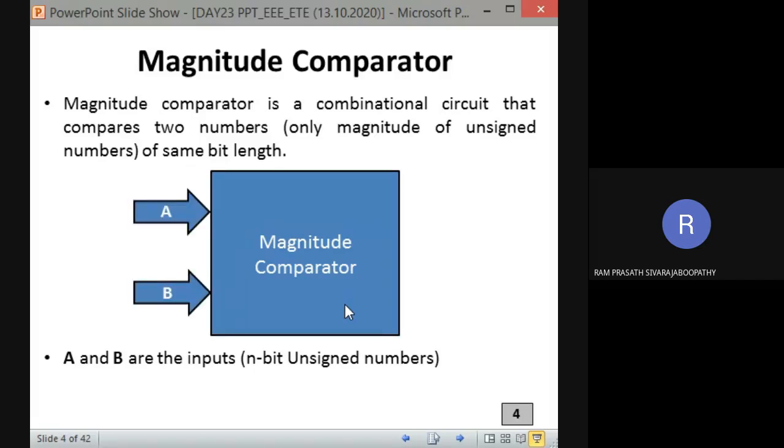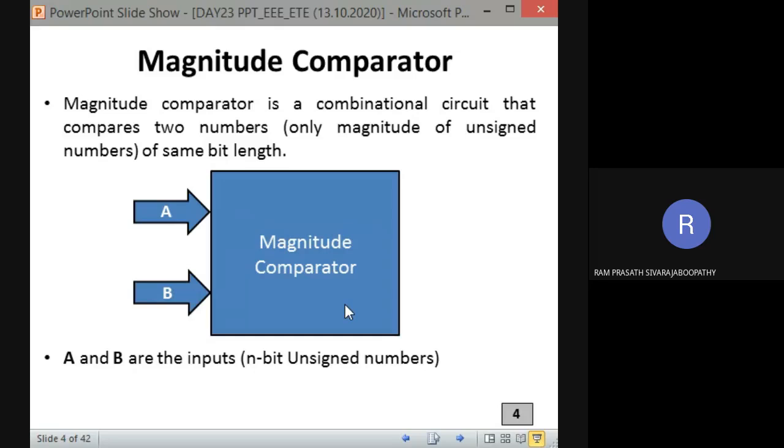Consider two numbers A and B. I am putting a wide arrow to indicate you are having multiple inputs. Say for example, in A, what can be there? A0, A1, sorry, A2, A3 up to An minus 1. Similarly, B0, B1, B2 up to Bn minus 1. That means A and B represent many bits, that means n bits. That's why I put the arrow wider.